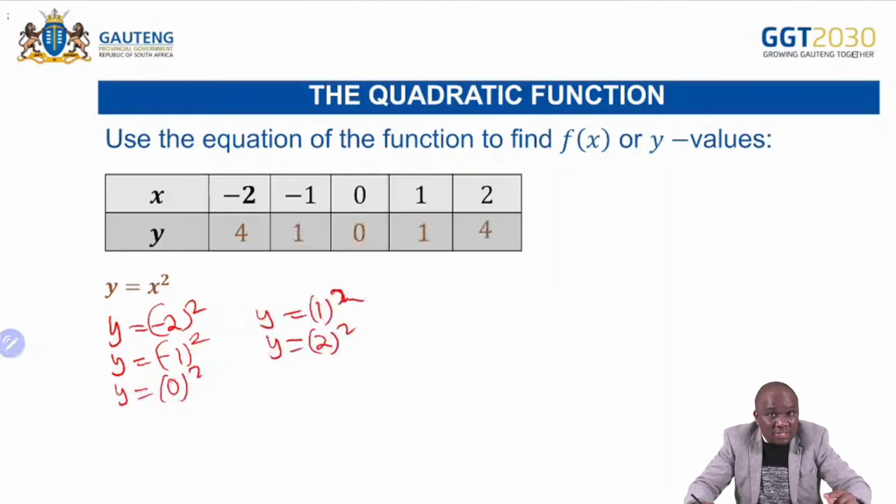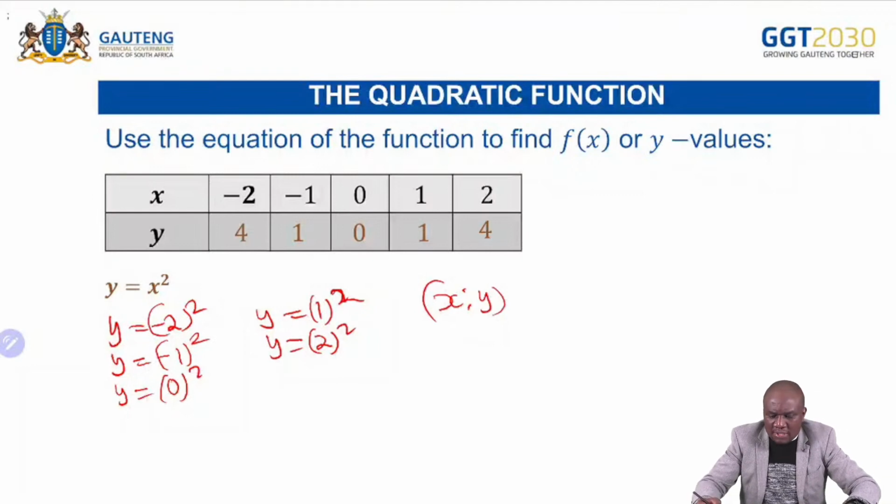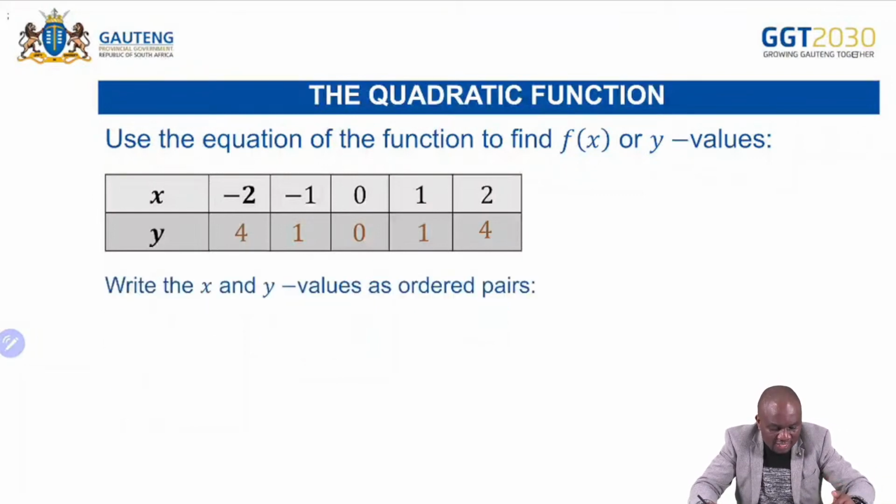Now, I want us to write these values, the x values and the y values, as ordered pairs. Remember the ordered pairs, the x coordinate and the y coordinate, like that. I want us to do that. Write the x values and the y values as ordered pairs. Let's do that in 1 minute.